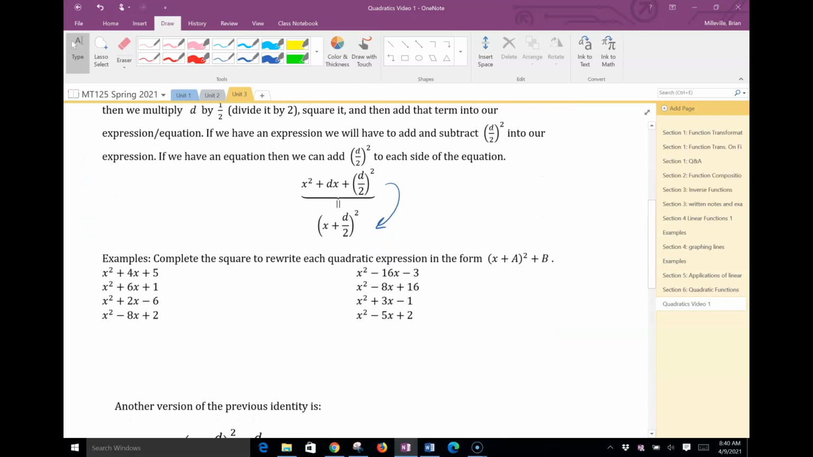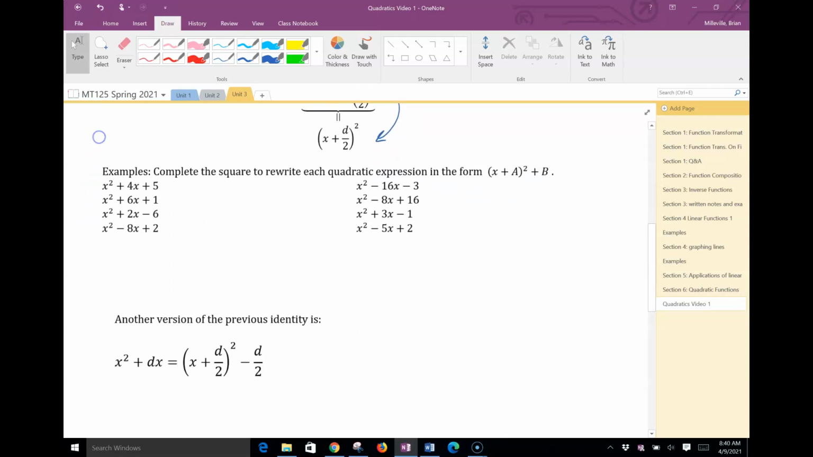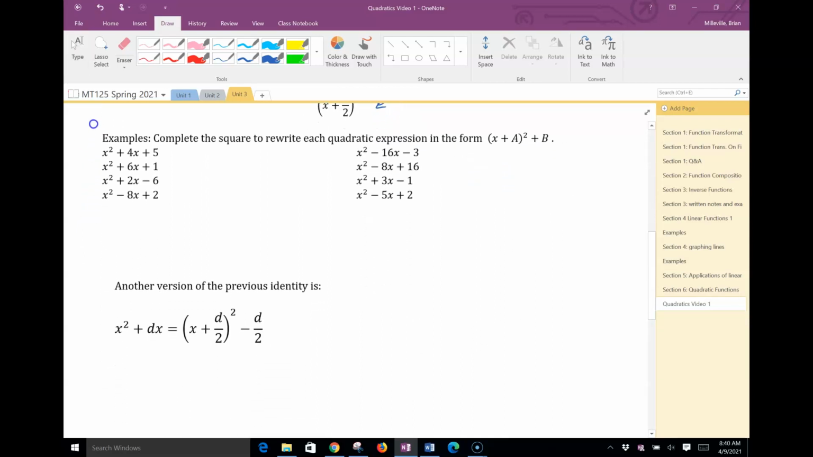I just wanted to mention there's a different way we could think about this previous identity, and I'll go through a quick derivation of that, because that's really how we're going to see this happening in these examples. So we start out with an expression like x squared plus d times x. Again, d could be positive or negative. If d was negative, we would think about that as x squared minus something x.